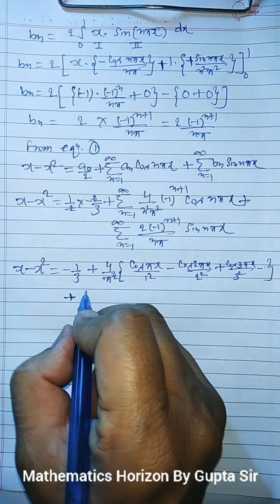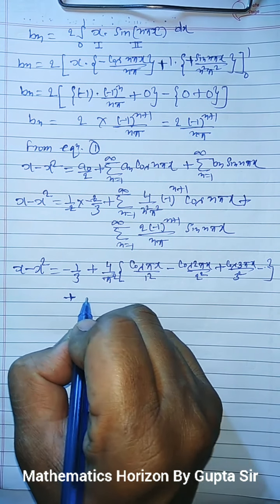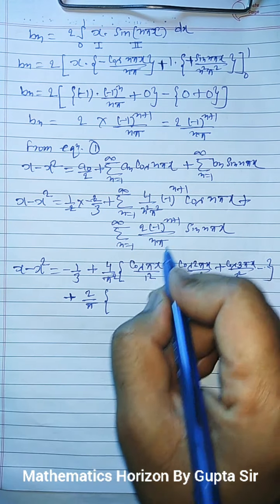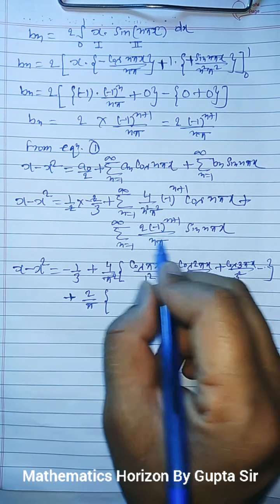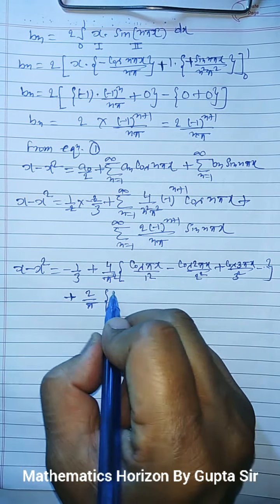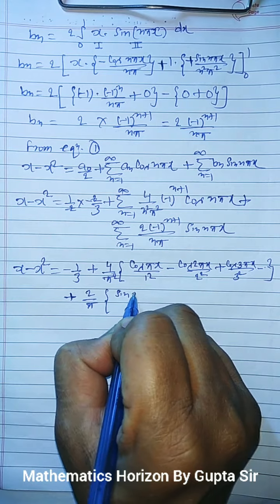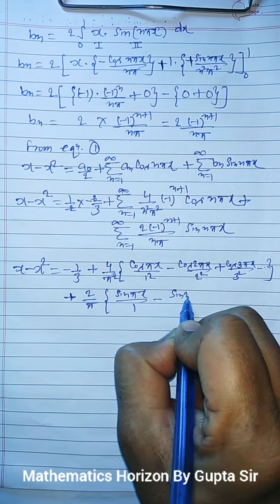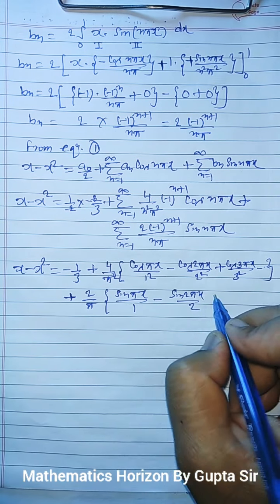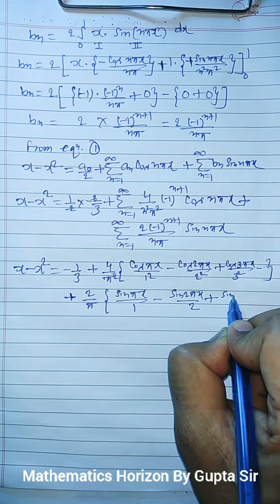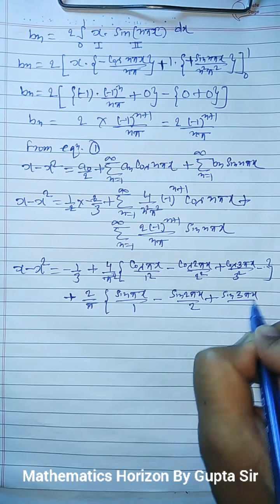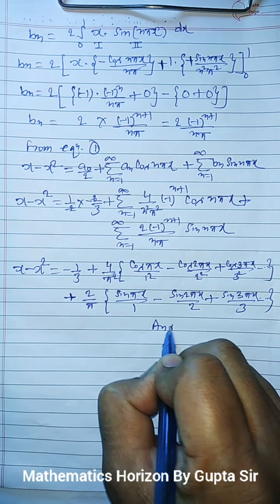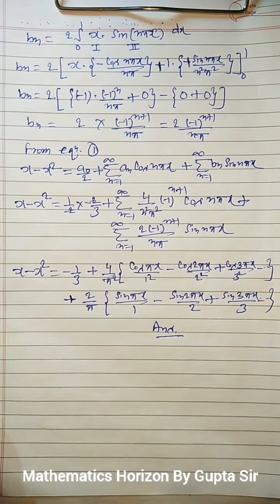Plus, here common term is 2 upon pi. When we put n equal to 1, it is minus 1 to the power 2 means plus 1, that is sin pi x upon 1 minus sin 2 pi x upon 2 plus sin 3 pi x upon 3, and so on. And this is the final answer. Okay.